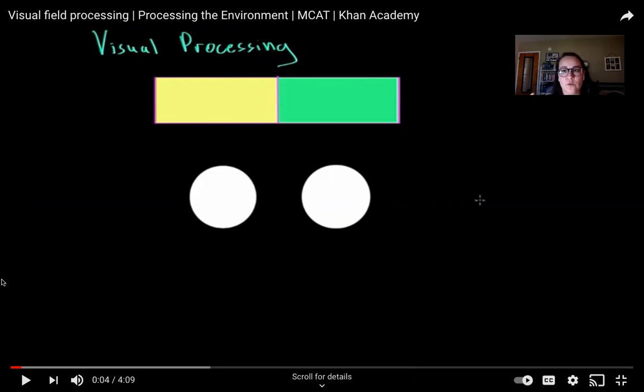Again, for me, this really helped me make sense of the more convoluted charts of vision that you'll see in textbooks.